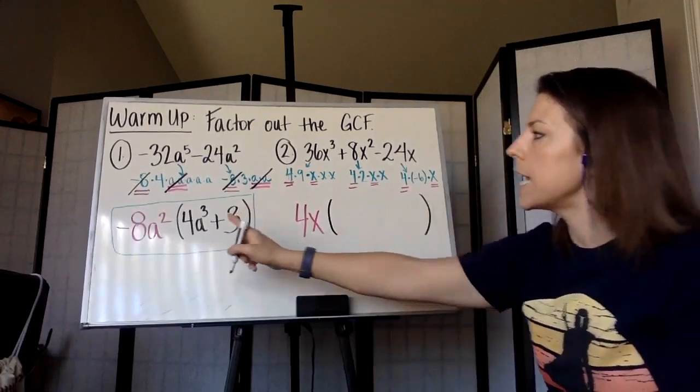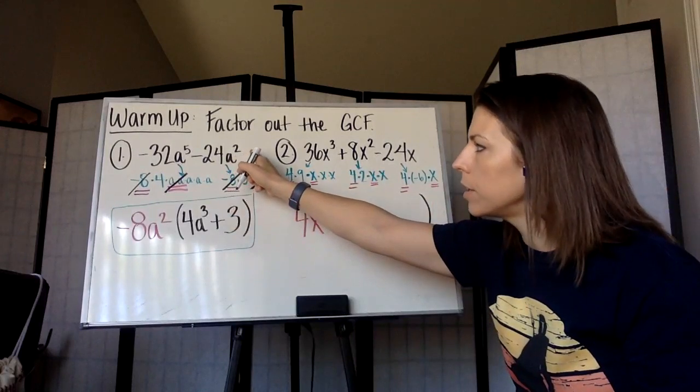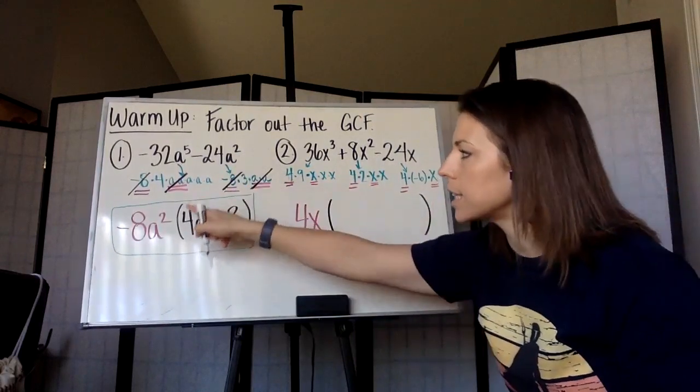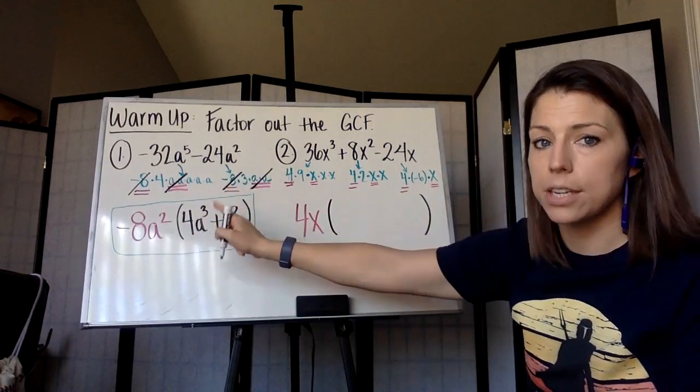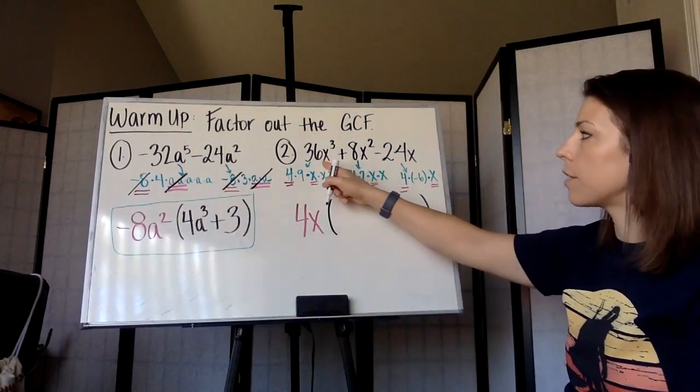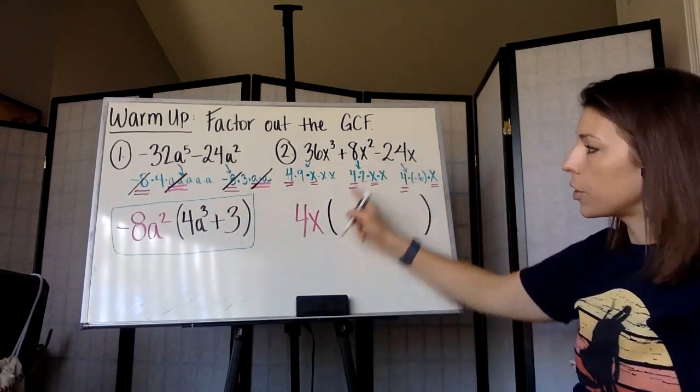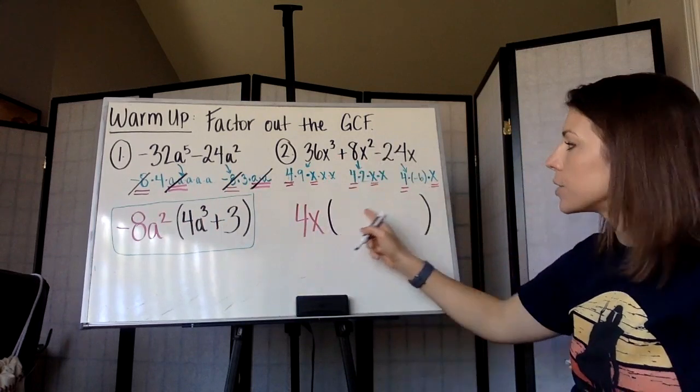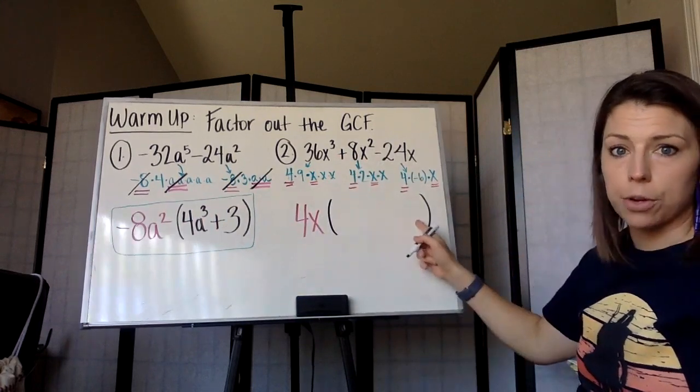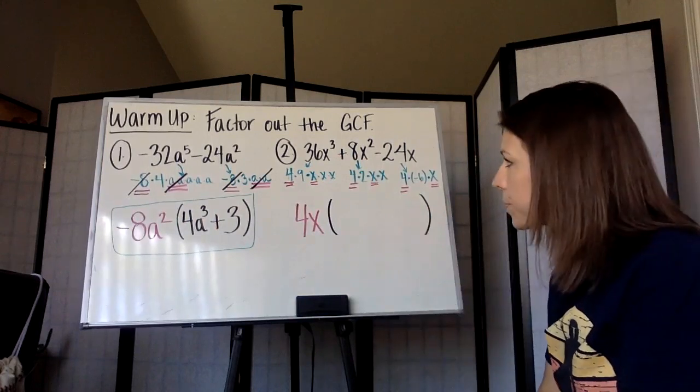Now here's what you'll notice. If you started with a binomial, you're going to end up with a product that still has a binomial inside of a group. That's how GCF factoring works. Same thing here. If you started with a trinomial and all you're doing is factoring out the GCF, you're still going to have 3 terms inside that group. So none of the terms go away.